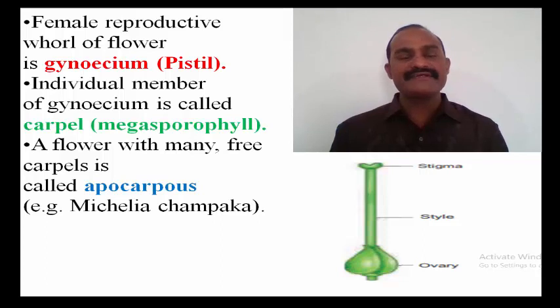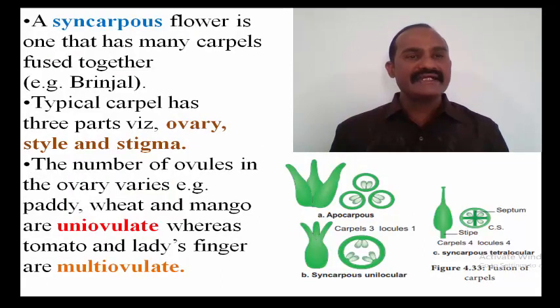The most common example is Michelia champaka, commonly called sonchampa, where each and every carpel is free, and when they are free, they are said to be apocarpous. Then there is another condition where the carpels are fused together, and then the flower is called syncarpous. One or many carpels are fused together. We commonly observe it in plants like brinjal, tomato, or even oranges.